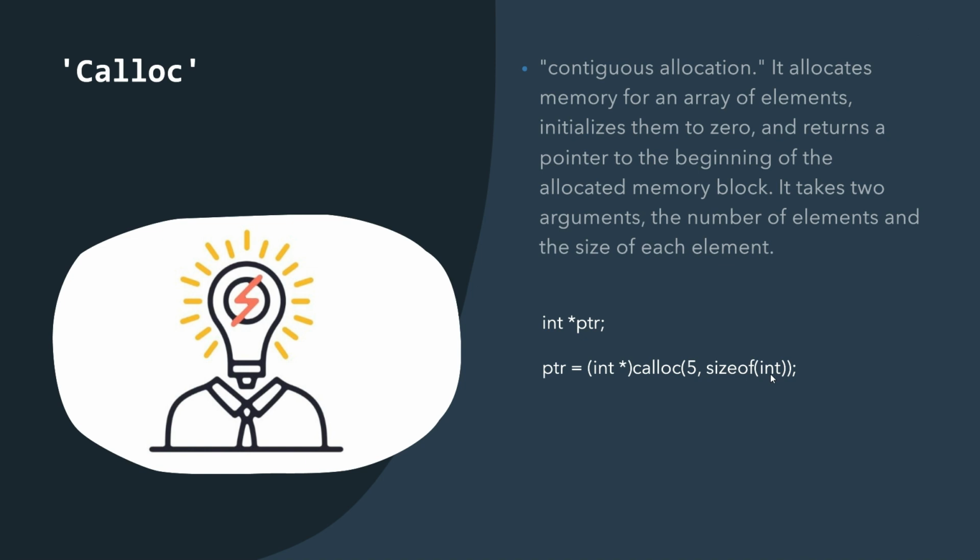Calloc, number two, which I also told you is the contiguous allocation. It allocates memory for an array of elements, initializes them to 0, and returns a pointer to the beginning of the allocated memory block. It takes two arguments, the number of elements and the size of the element. So in this case, the calloc allocates the memory for the integers and initializes them all to 0.